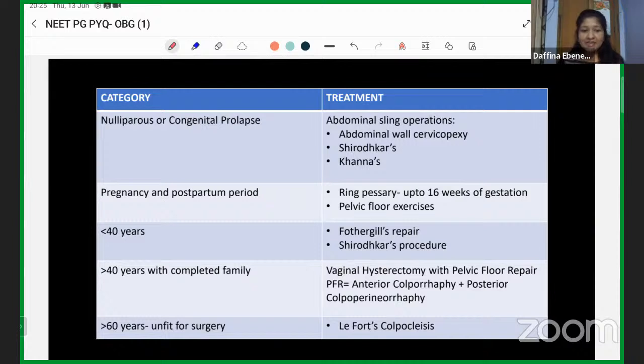More than 60 years, if they are unfit for surgery and no longer sexually active, then you can think of colpocleisis. Colpocleisis is nothing but you're going to denude the anterior and posterior vaginal walls and oppose both the edges. It's basically an obliterative surgery. Another way of classifying the pelvic organ prolapse surgeries is as reconstructive or obliterative surgeries. Of these, colpocleisis is an obliterative surgery. You're basically obliterating the passage through which the prolapse can happen. This is done only if they are postmenopausal, sexually inactive females who are unfit for surgery, if they don't want vaginal hysterectomy and if they want to retain their uterus.